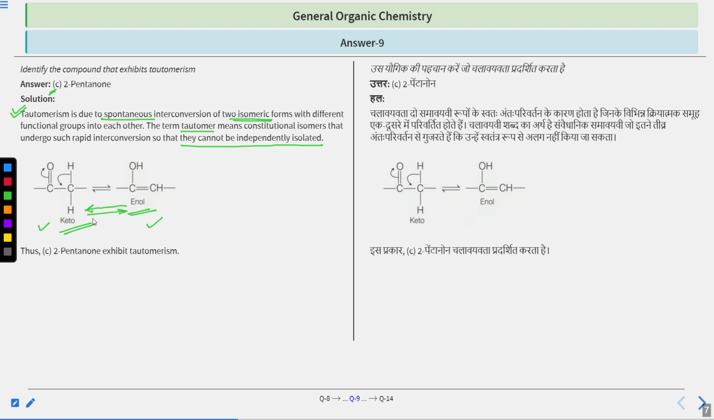Basically it is shown by the ketones, right? That's why in the question we were asked to identify the compound that shows tautomerism. Only one option is from the ketone group, that is 2-pentanone. Thus C, 2-pentanone, exhibits tautomerism, and our option C is the correct answer. Okay, let's move on to the next question.